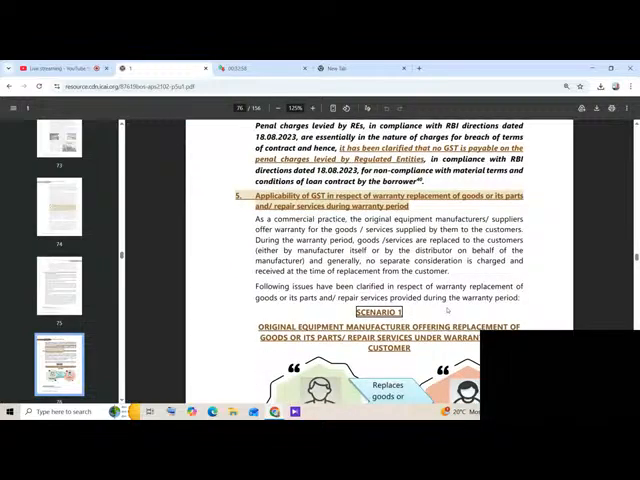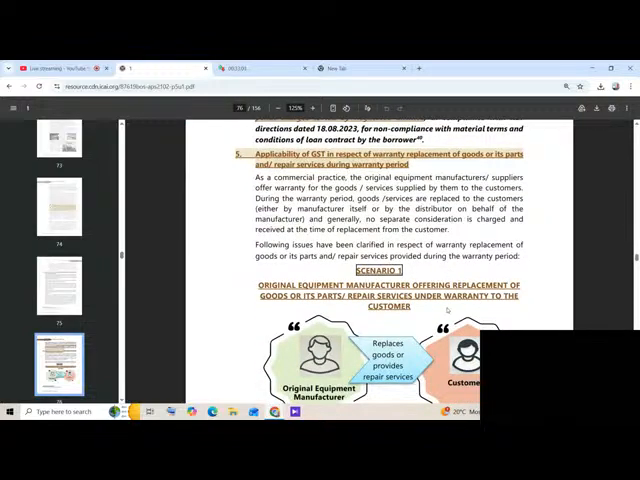Applicability of GST in respect of warranty replacement of goods or its part and repair service during warranty period.